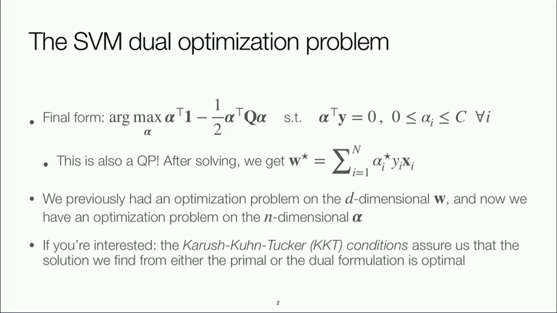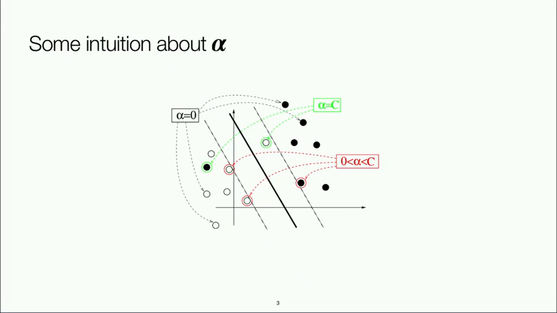What I do think is kind of interesting is some of the intuition about these alphas. After we solve this dual problem, we get out these alpha stars. What do the alpha stars actually mean? Well, there's one alpha for every data point: alpha 1, alpha 2, all the way down to alpha n. And those alphas we know have to be within the range 0 to c, where c is the hyperparameter that we set, because that was one of the constraints that we found.